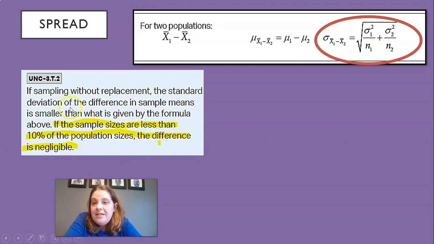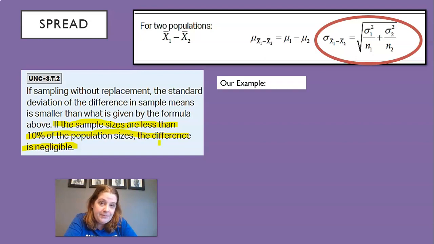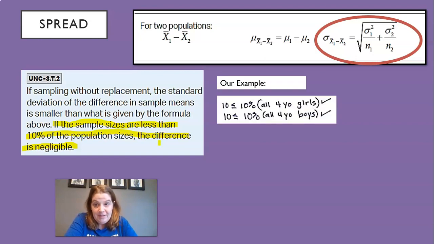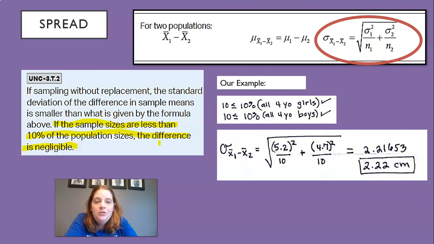Okay, so one thing to keep in mind when we were talking about means, with one population, if your sample size is less than 10% of your population size, there's no real big difference between sampling with and without replacement. So in our case, if we've got two samples, we need to make sure both samples are less than 10% of the population if we're sampling without replacement. Okay, so in our example, both sample sizes were 10, and I think it's very reasonable that 10 is less than 10% of all 4-year-old girls and all 4-year-old boys. So both those are reasonable, which gives us permission to pop into this standard deviation formula.